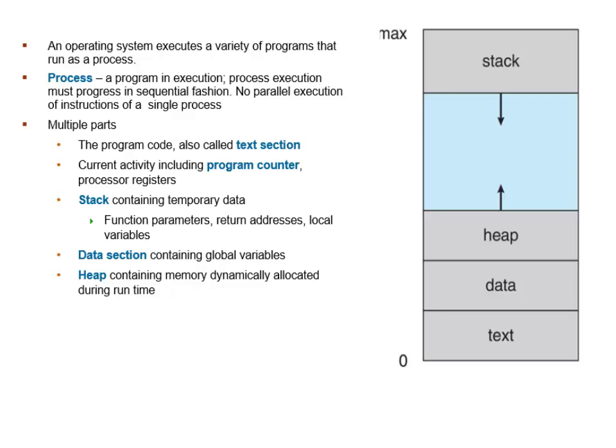These sections include: Text section, which contains the executable code. This includes the current activity represented by the value of the program counter and the contents of the process registers. Data section. This section contains the global and static variables. Heap section. This is memory dynamically allocated to the process during its runtime. Stack section. The process stack contains temporary data such as method or function parameters, return address, and local variables.